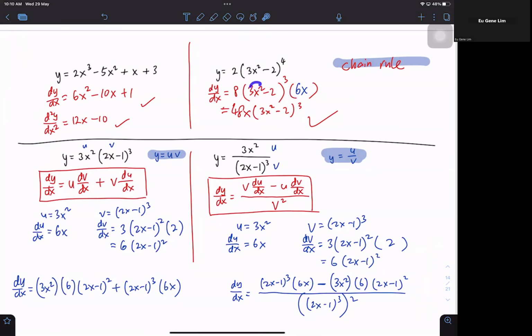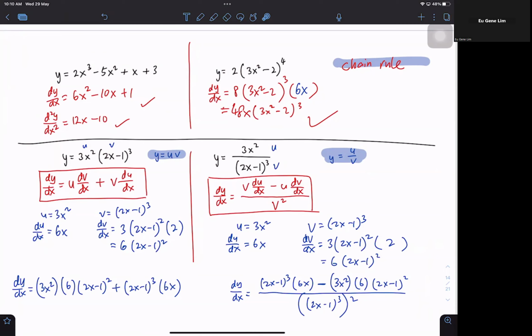2 times 3 is 6. 2 minus 1, power 1. Understand? Power times in front, power minus 1. And then you add another bracket at the back. You go and differentiate the inside. When you differentiate the inside, you get this. And then last, 8 times 6 becomes 48. Done. That is how you do chain rule. Okay, I understand.